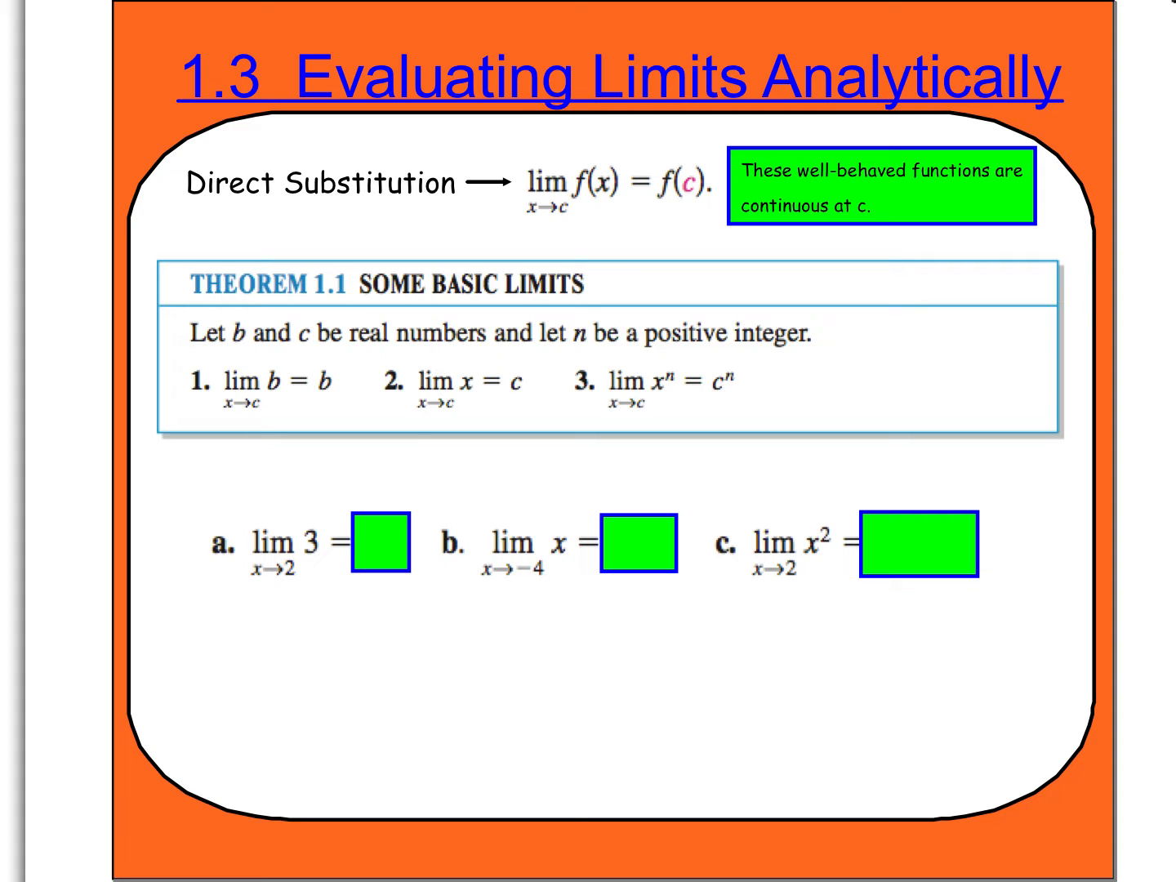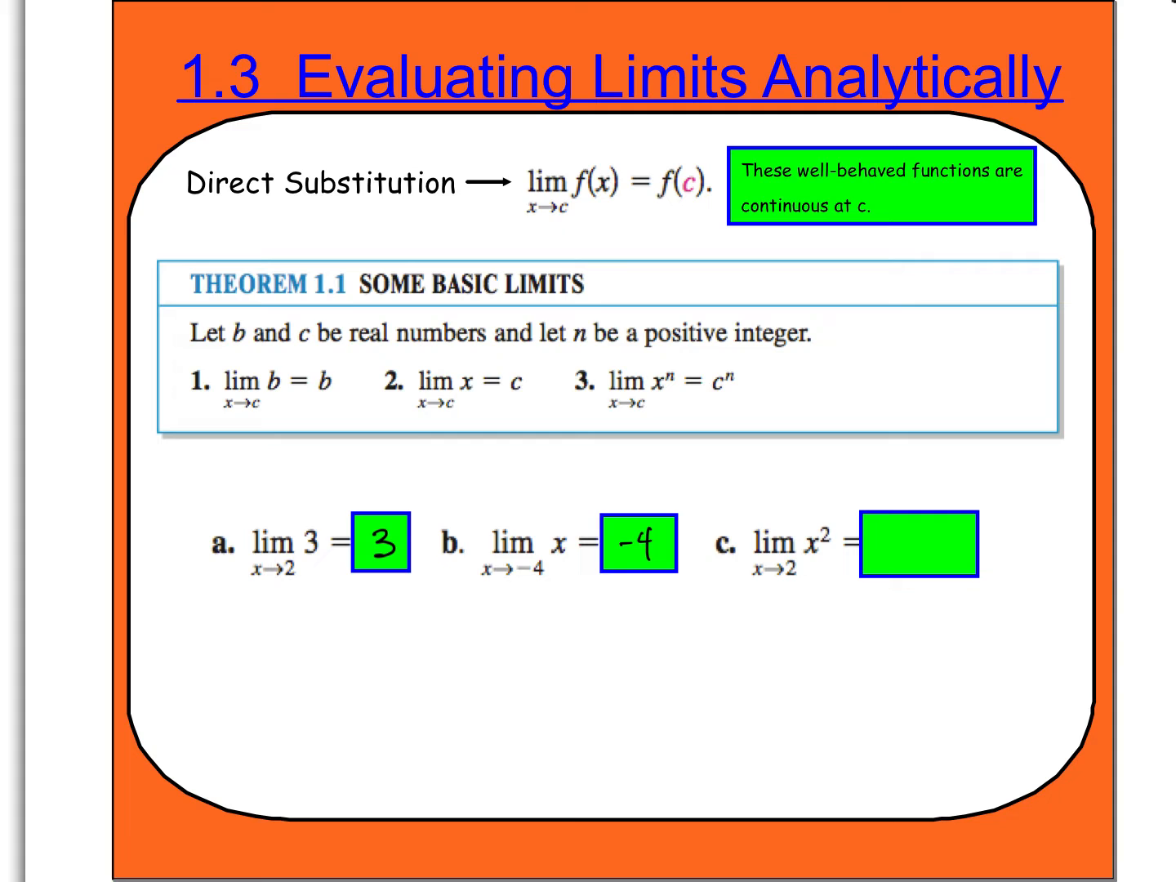I have the limit as x approaches 2 of 3. Do I have anywhere to substitute 2 in? No, so what's my answer? 3. It's going to be 3. It's that constant. This next one, limit as x approaches negative 4 of x. Well, what do I try to do every time? Substitute in. So I end up with negative 4.